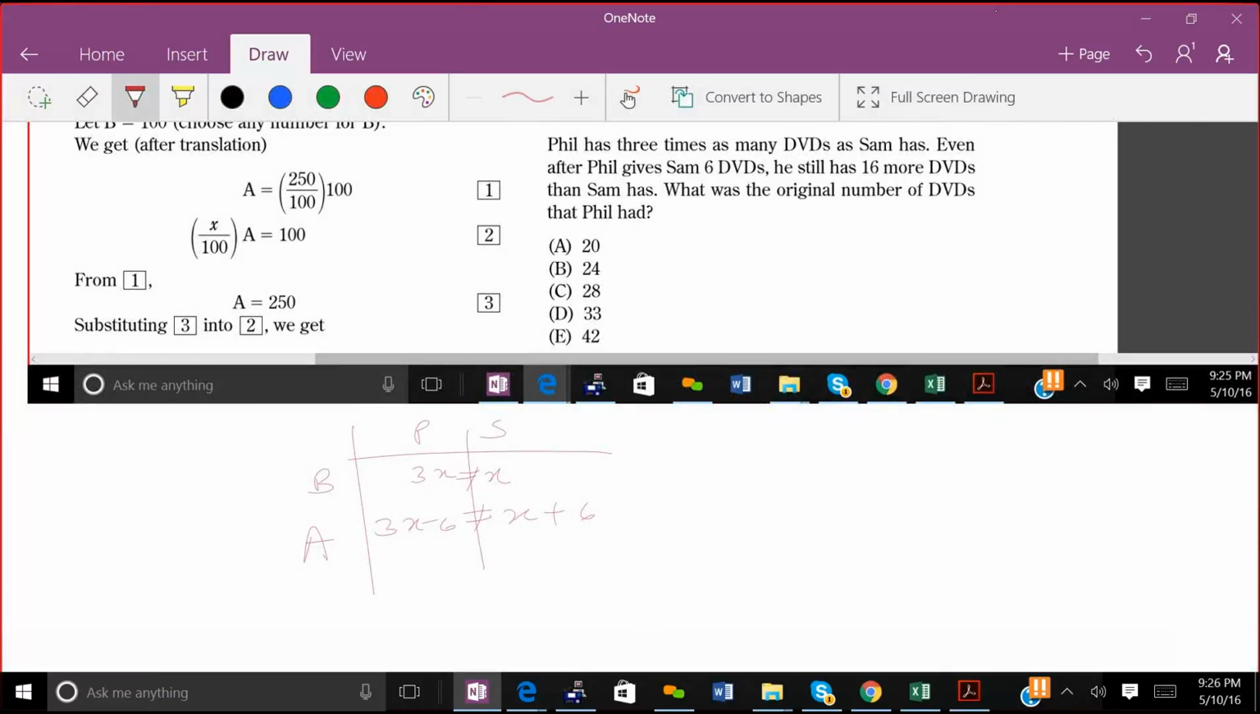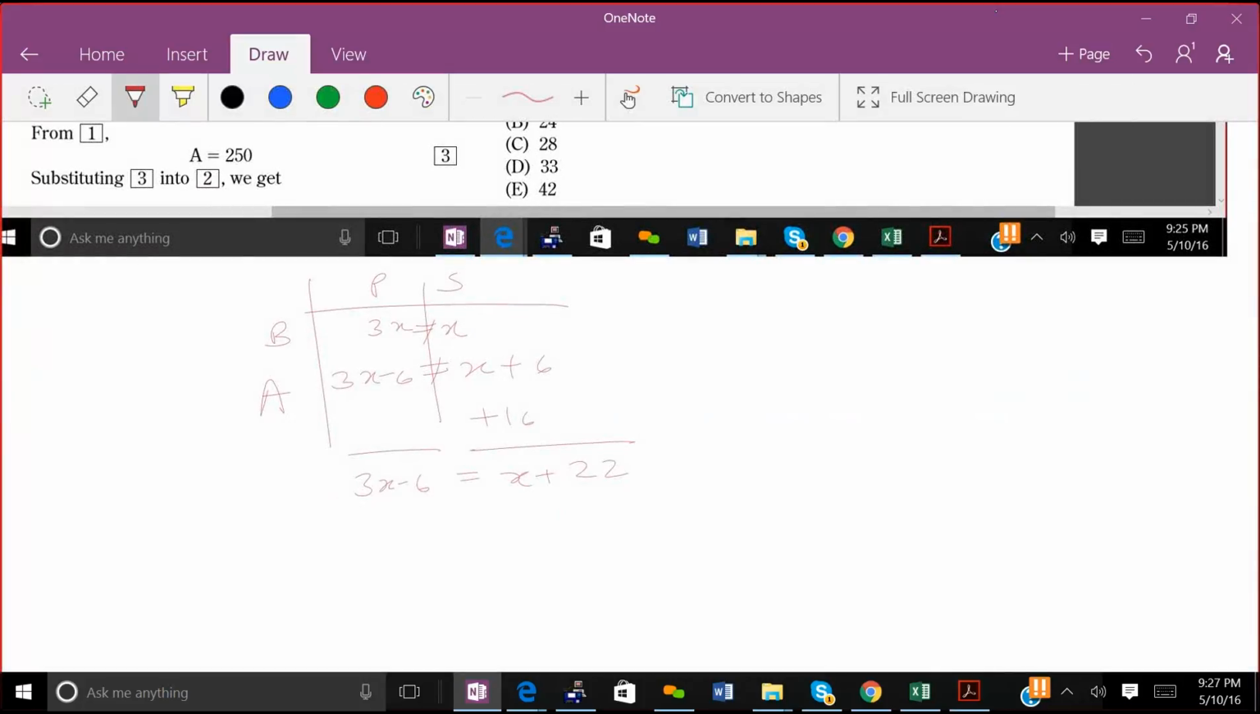So what you do is you get 16 DVDs for Sam. When you do that, they will be equal. So you do 3x minus 6 is x plus 6 plus that is 22. Now you've got to solve for x. You subtract x from both sides. You need to become good at this if you're not. The 22 plus 6, you have 2x equals 28. Divide by 2, x equals 14.